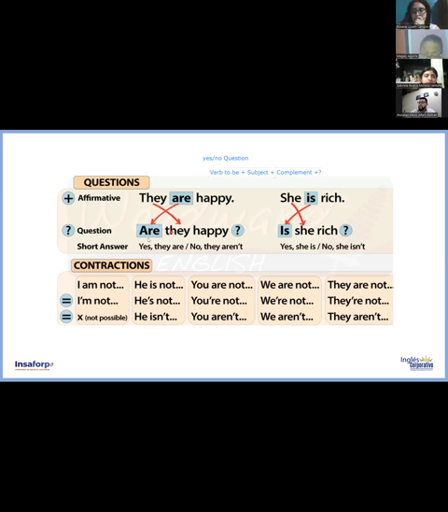Okay, tenemos el ejemplo. Are they happy? Y la respuesta, yes, they are, la forma corta, right? Or, no, they aren't. She, en la misma regla, right? Is she rich? Yes, she is. No, she isn't. Siempre, siempre tengamos en cuenta que el verbo to be tiene que estar relacionado al sujeto, right? Ok, vamos a hacer un ejemplo.